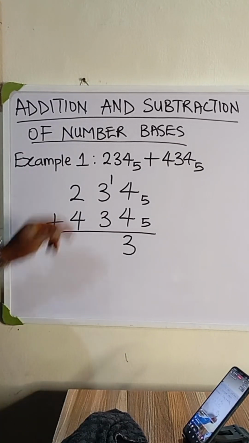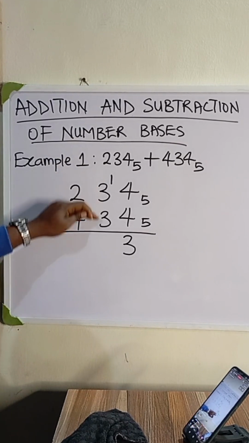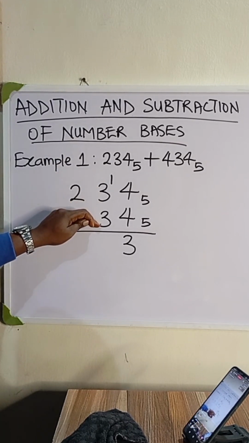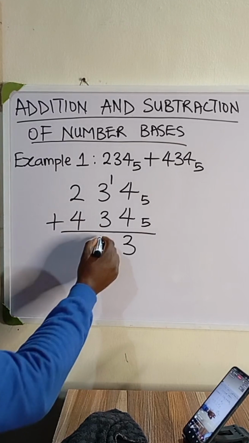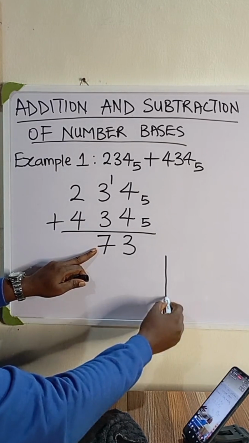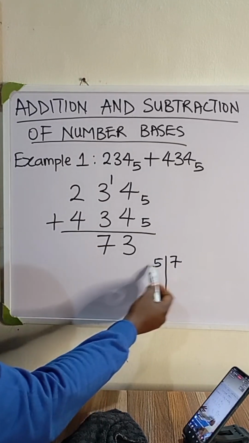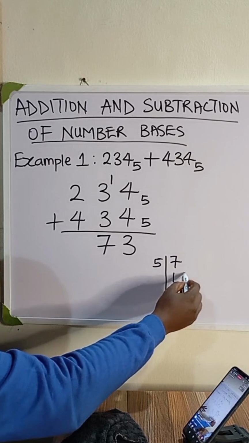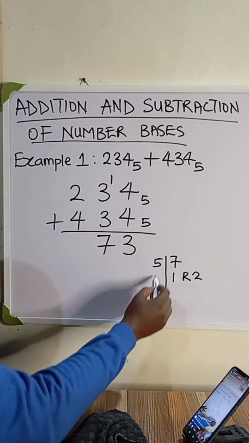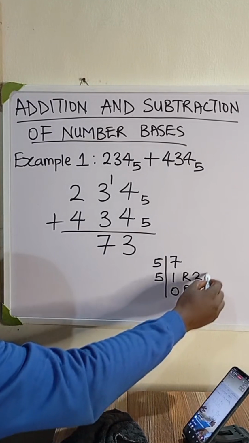So next, we have 1 plus 3 gives you 4, plus 3 gives you 7. So 7 is more than 5. Therefore, we cannot have 7 here. So just as we did with 8, we divide 7 by 5. 7 divided by 5 gives you 1, remainder 2. 1 divided by 5 gives you 0, remainder 1.